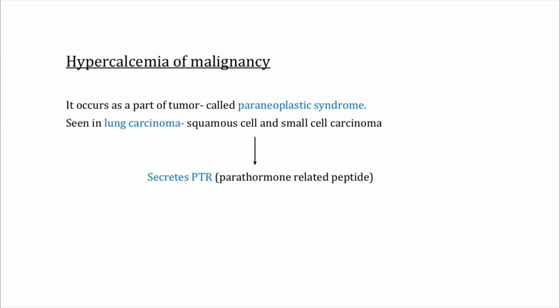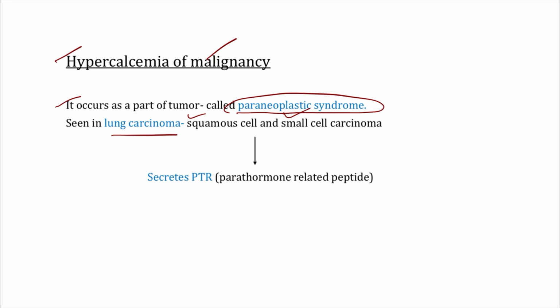So now we are going to discuss something very important. What is that, sir? Malignancy induced hypercalcemia. Hypercalcemia of malignancy is very commonly seen in lung carcinoma, and it occurs as a part of the tumor. That's why it is called paraneoplastic syndrome. Very important, sir. So which lung carcinoma, sir? Squamous cell and small cell lung carcinoma.